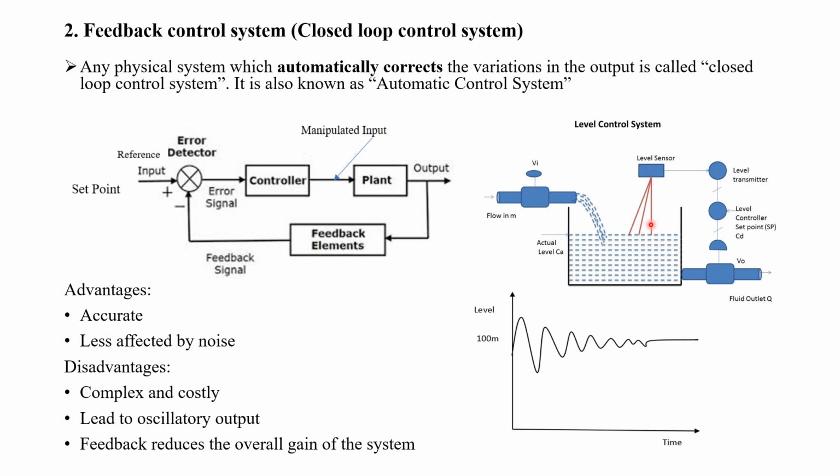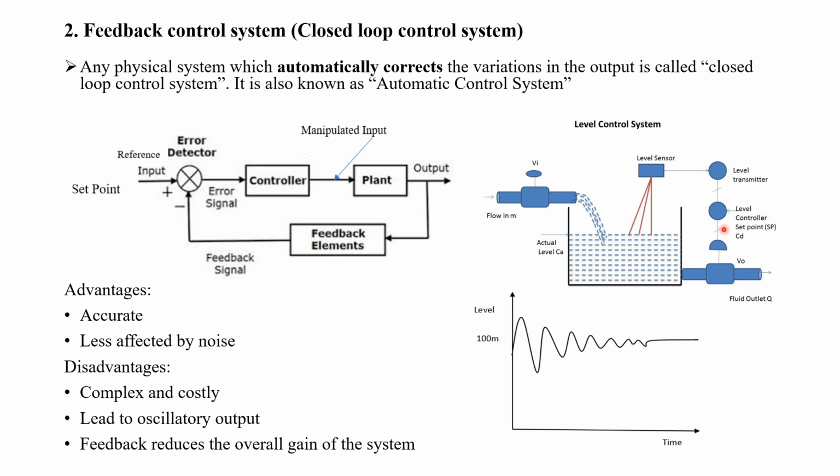Once it reaches 100 meter height, what happens? This 100 meter will be sensed by this level sensor, and it is given to a level controller. Again, the set point is 100 meter. The difference will be 0, 100 minus 100. So the error signal is 0. There will not be any adjustment in the outlet valve position. So in this way, we can maintain the tank level as constant. What level we are going to maintain, that should be given to a level controller as a set point or the reference input signal.